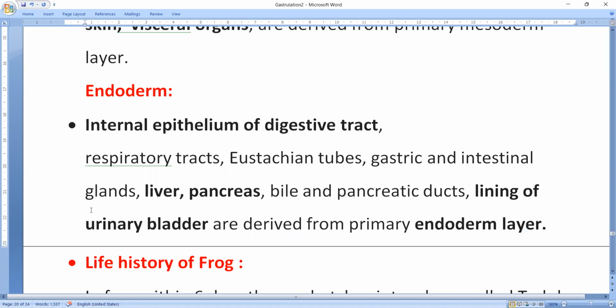So there is more chance of a question being asked from this part. Even this also relates to higher vertebrates like reptiles, aves, and mammals also.